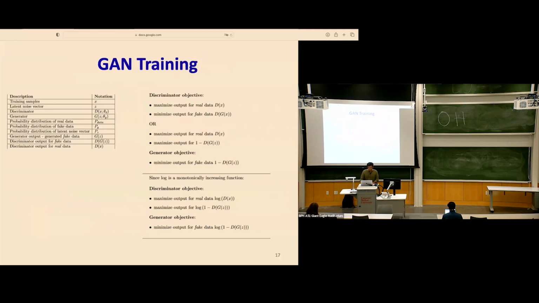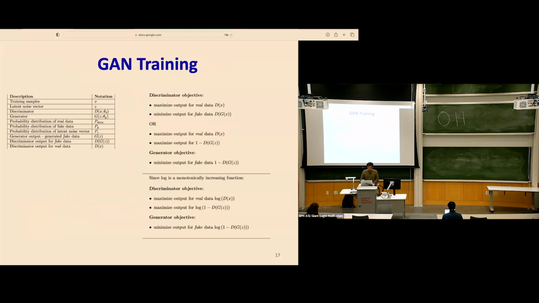So we have the discriminator, and the discriminator's objective is to maximize the output for the real data, take it as close to 1 as possible. And yeah, keep in mind the real data is label 1 and fake is 0. And it also wants to minimize the output for the fake data, so take it to 0, which is the same as maximizing 1 minus d of g of z.